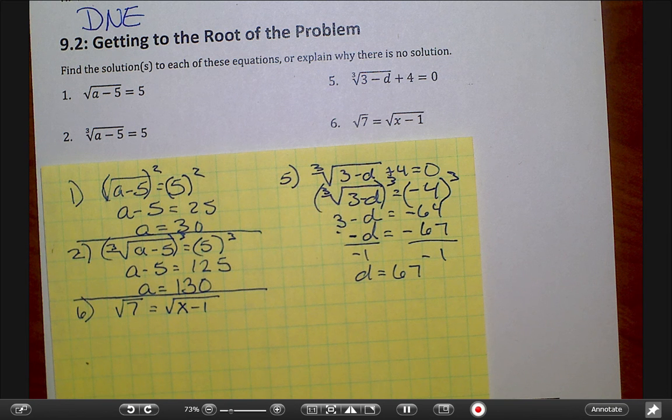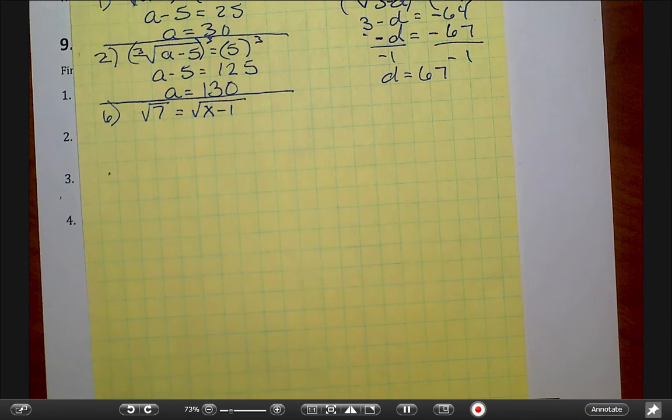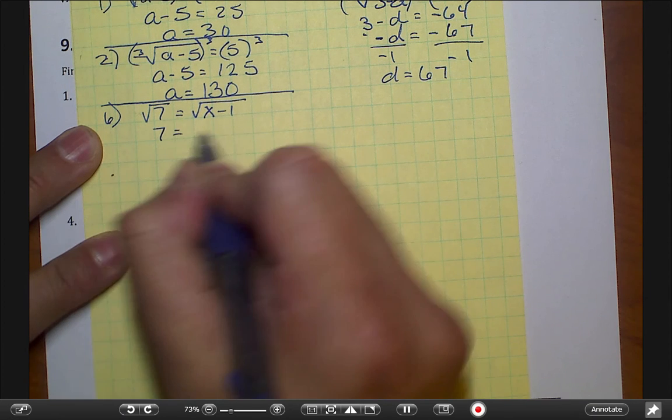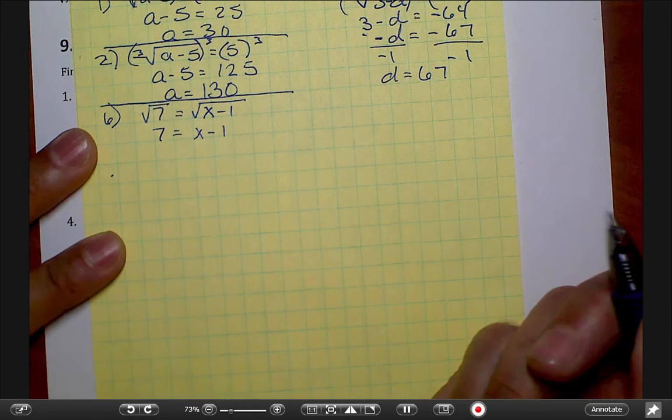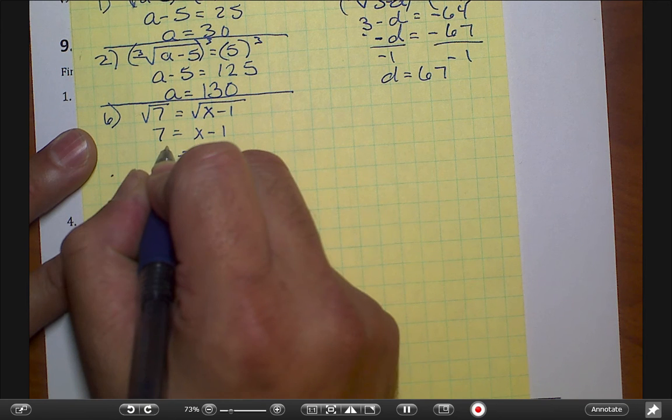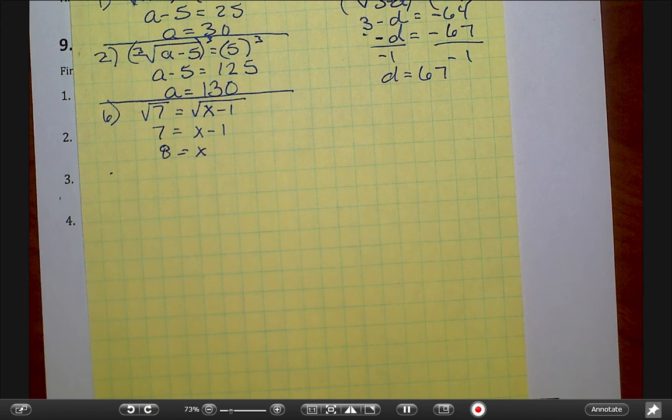All right, you guys. So on this problem right here, what am I going to do to both sides of this equation? Square it. Very good. So I'm going to have 7 equals x minus 1. And now I add 1. X is 8. There we go. It was the same on both sides, you just get rid of it. Technically. But sometimes you might have a plus 1 or something outside, but that's going to be more complicated problems we're going to deal with later.